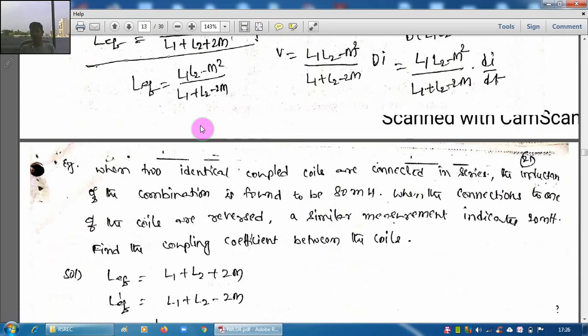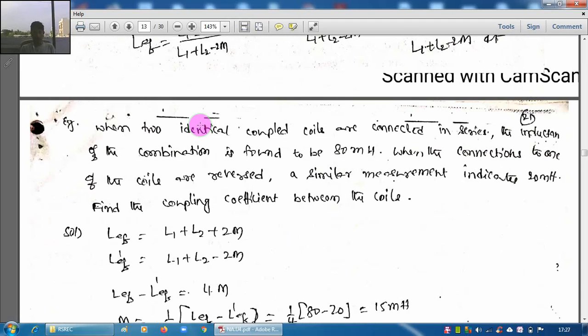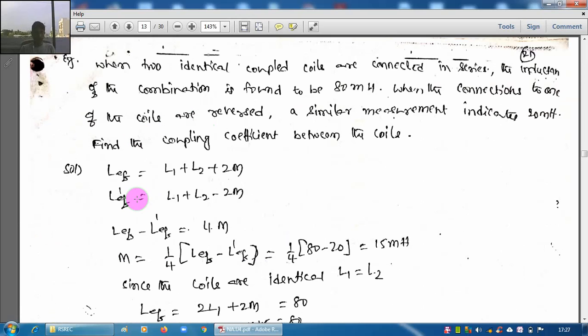So like that we can connect the coils in series aiding or opposing, and also parallel aiding and parallel opposing. That is the connection. This is about the self inductance, mutual inductance and voltages of coupled coils. Now with the derived formulas we can solve some simple problems also.